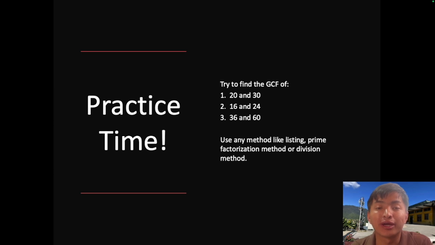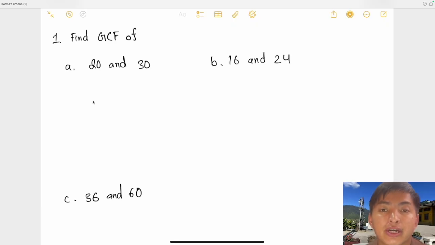In this video we are going to use different methods to find GCF. In the first question we are asked to find GCF of 20 and 30. In the second we are asked to find GCF of 16 and 24. And in the third we are asked to find GCF of 36 and 60. Now you can use any method you like. If you do want to try it by yourself, do pause the video. Assuming that you have paused the video and tried it yourself, now let's see the solution.